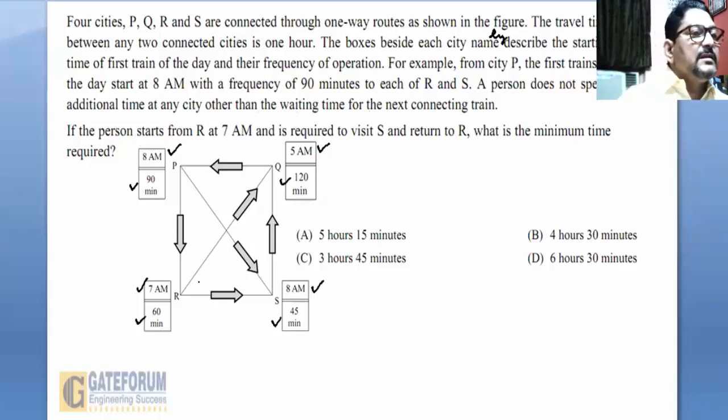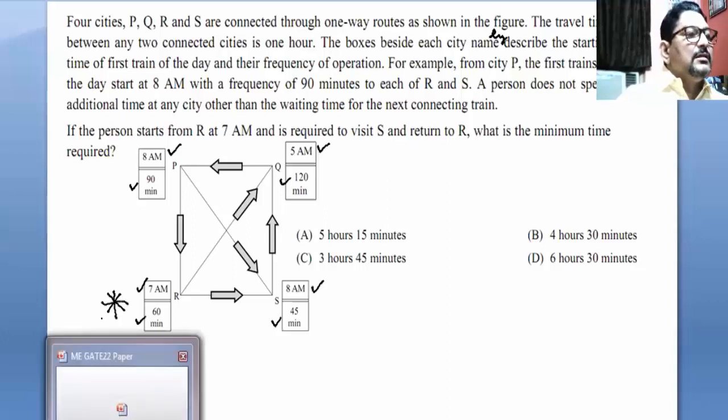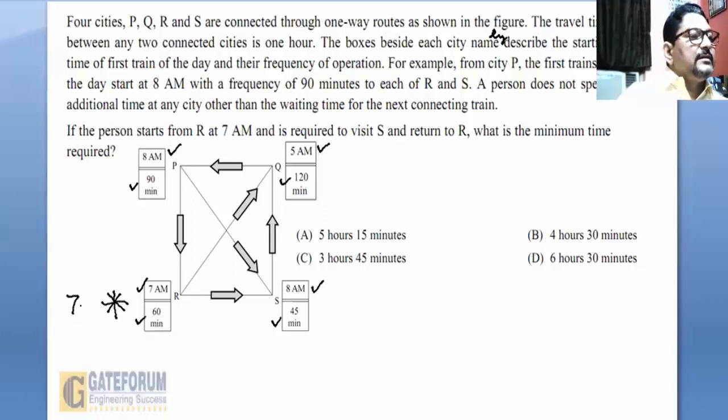So let us see what has been asked. If the person starts from R at 7 a.m. and is required to visit S and return to R, what is the minimum time required?